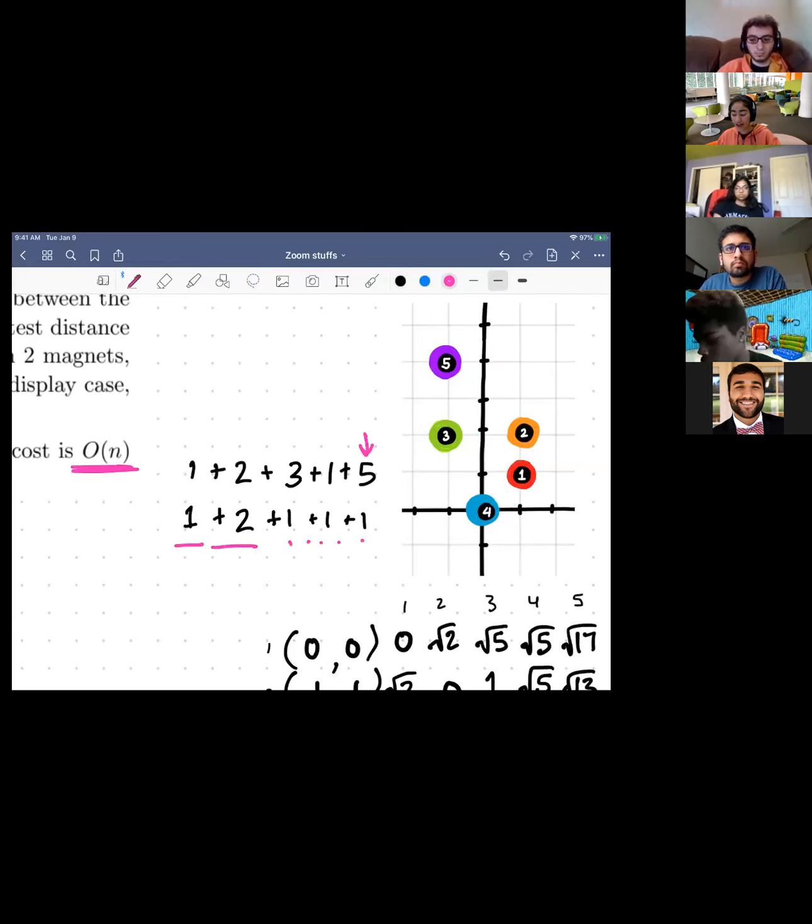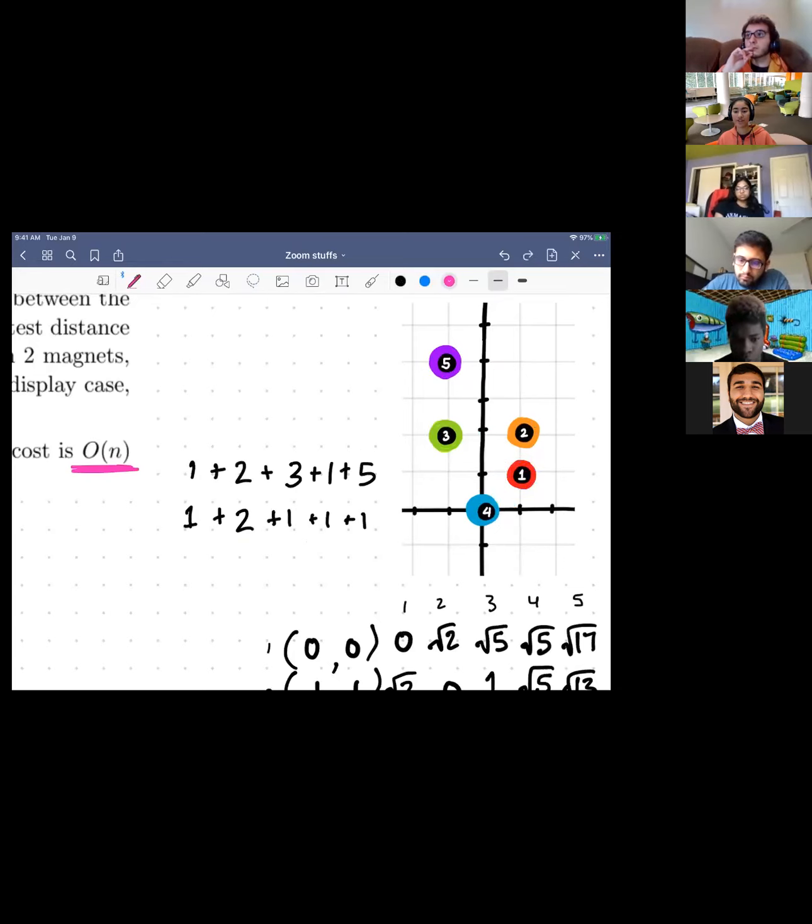Exactly. Finding out that 1 and 2 are the closest pair, visually we just saw it, but if you're actually given a list of coordinates and you have to try and find out which 2 form the closest pair, you would have to go through all potential pairs of magnets, which would take you n squared time. And we only have O of n time on our hands. So there's no way we can do that. What else could we do?